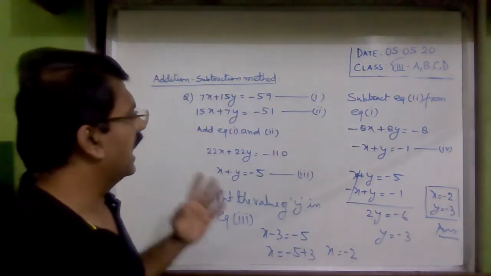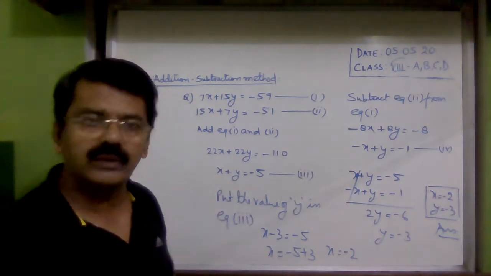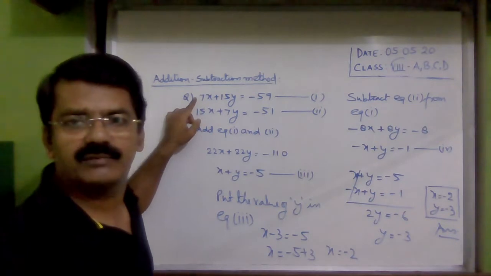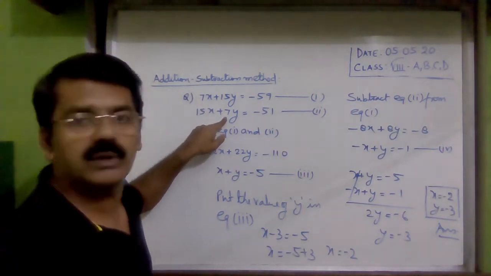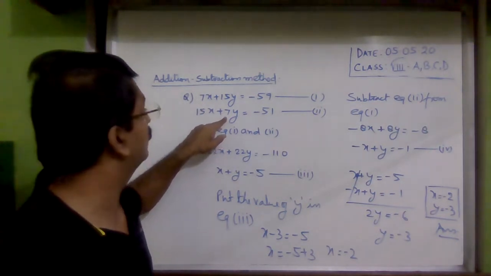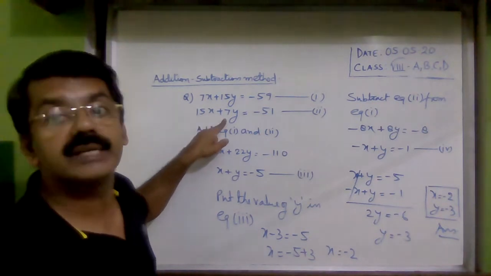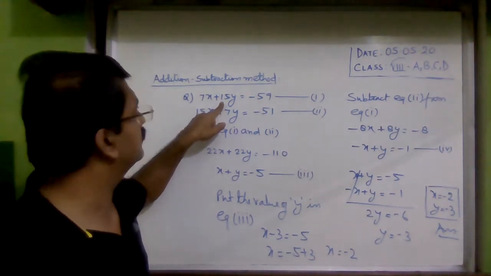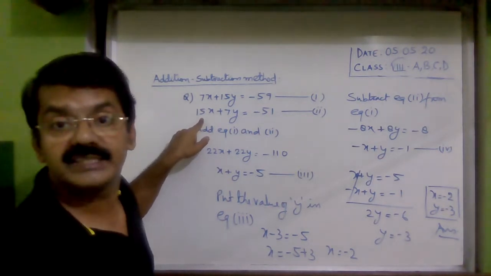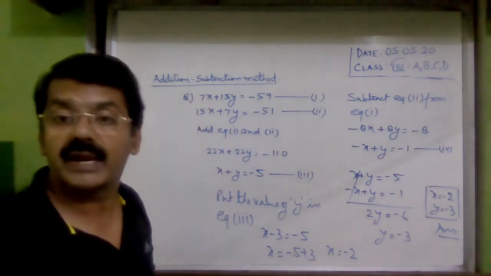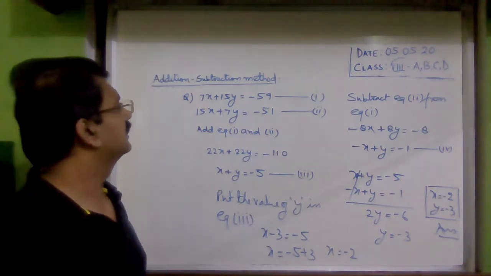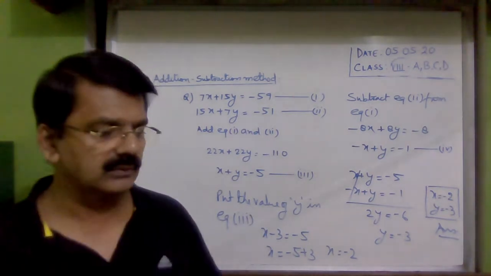I repeat, addition subtraction method can only be applied when the coefficient of x in the first equation is equal to the coefficient of y in the second equation, both in magnitude as well as sign. Similarly, coefficient of y in the first equation should be equal to coefficient of x in the second equation, both in magnitude as well as the sign. So this finishes the question. One more example we'll do.